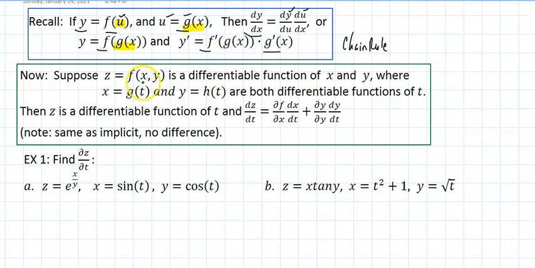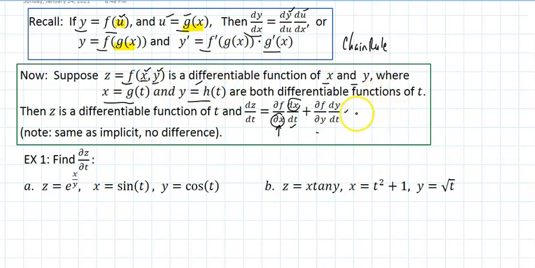Suppose z equals f of x, y, two variables. This is differentiable in terms of x and y, where x is a function of t and y is a function of t, then no harm done. It turns out if those are both differentiable functions of t, then z is a differentiable function of t, and dz/dt will be the partial of f with respect to the first variable, and by the chain rule, dx/dt, and the partial of f with respect to y, dy/dt, the second variable.